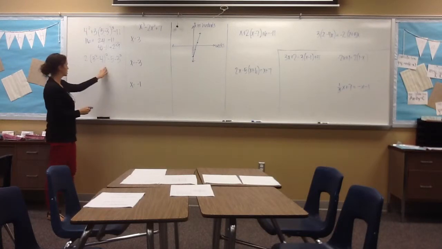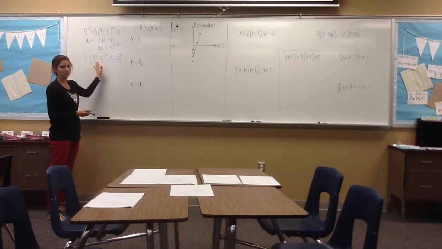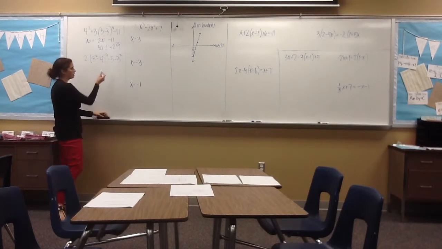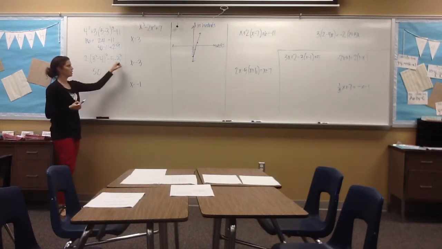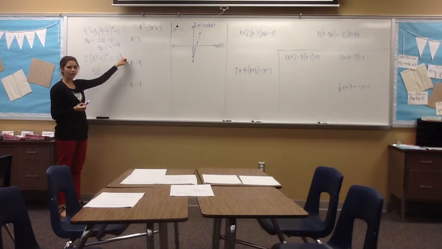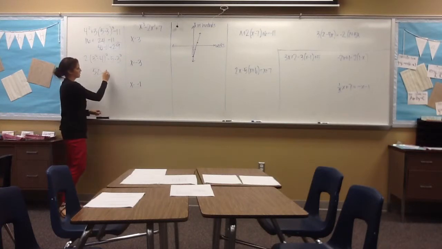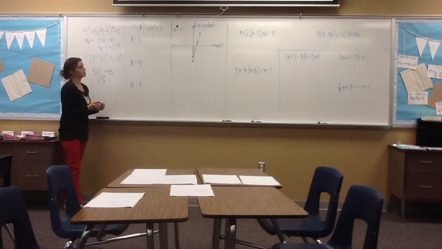Okay, now for this next one, go inside. 3 squared is 9. 9 minus 4 is 5. 5 squared is 25. 25 times 2 is 50. Okay, and then 3 squared is 9. 9 times negative 5, that's negative 45. So 50 minus 45 is 5.